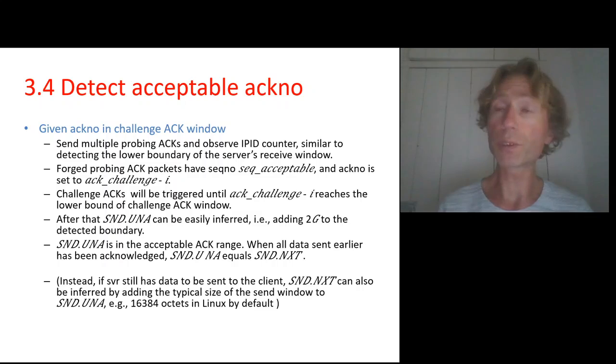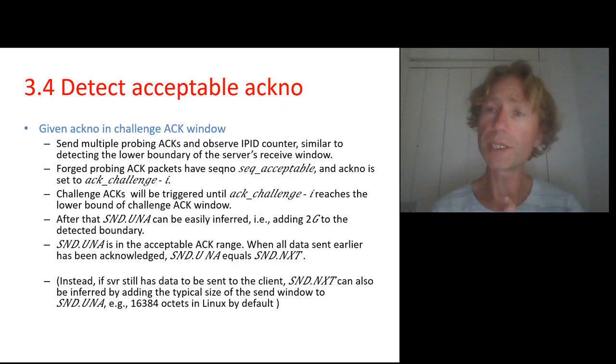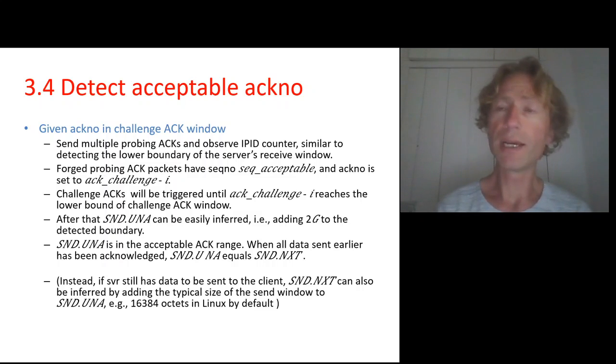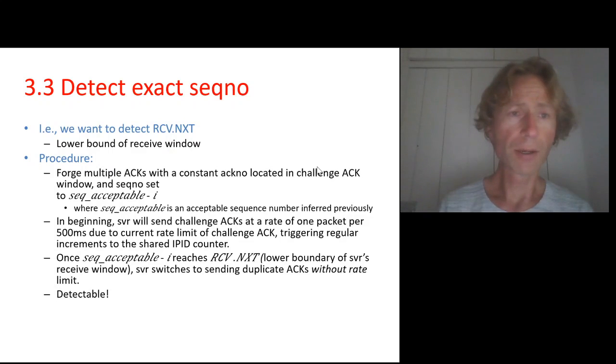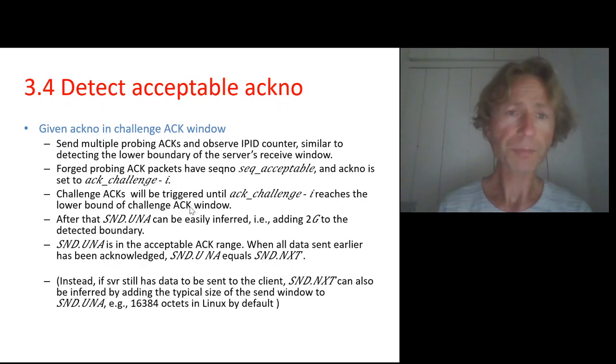We start sending forged packets, so forged probing acknowledgements that have the sequence number initially set to sequence acceptable, and the acknowledgement initially set to the acknowledgement challenge that we had earlier, right? So we had this ACK challenge. The sequence number will be set to the sequence acceptable, as before we started lowering this, and the acknowledgement will be set to ACK of the challenge and then -1.